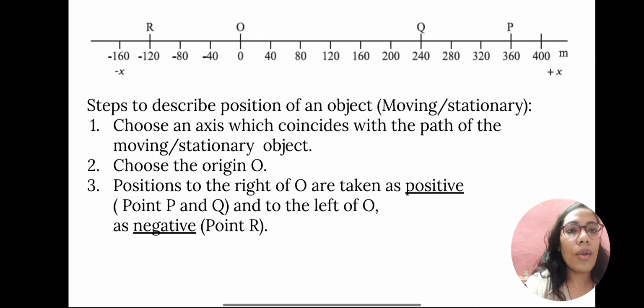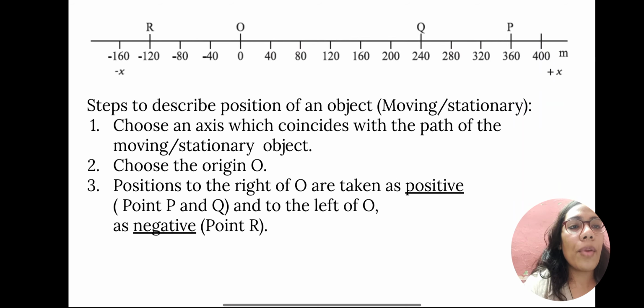Now we want to learn about a moving car or object in just one-dimensional motion. The object may be stationary or moving, so we can calculate its position easily with these steps. First, we need to know the path of the moving or stationary object. Second, we need to find an axis which coincides with the same path, and then we need our reference point. We choose an origin O on the same path or axis. Third, positions to the right of O are taken as positive and to the left are negative.